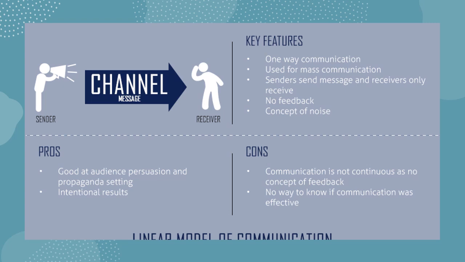The following are the pros or advantages of linear model. This is good at audience persuasion and propaganda setting. This is good for intentional results. The following are the cons or disadvantages of linear models. Communication is not continuous, there is no concept of feedback. There is no way to know if communication is effective.